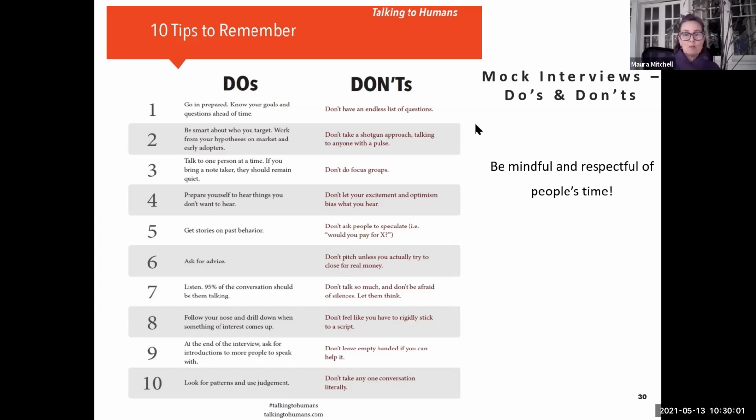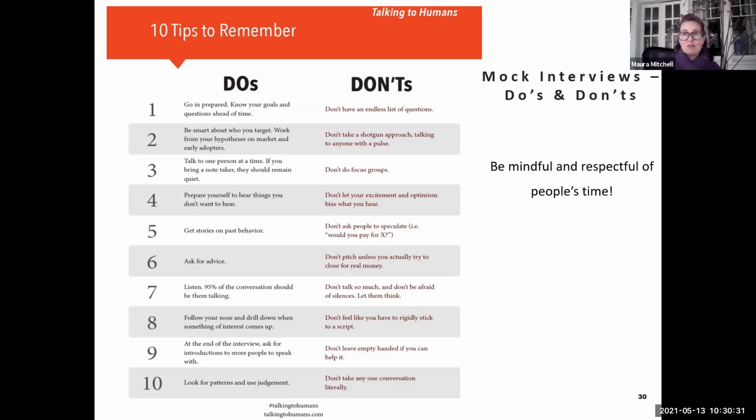I think you'll know most of these. I guess the don'ts are really the things to think about. Don't have an endless list of questions. Don't talk to anyone with a pulse. Again, you want to concentrate on your target market segment. Don't do focus groups for now. You can do those after you have done a number of one-on-one interviews. Talk to one person at a time.